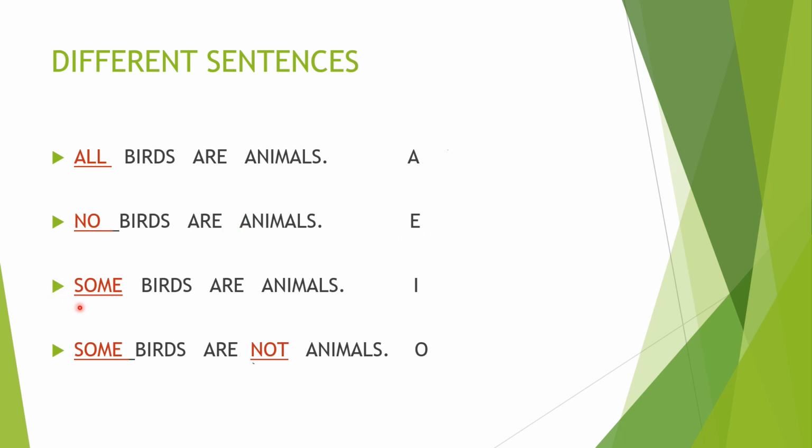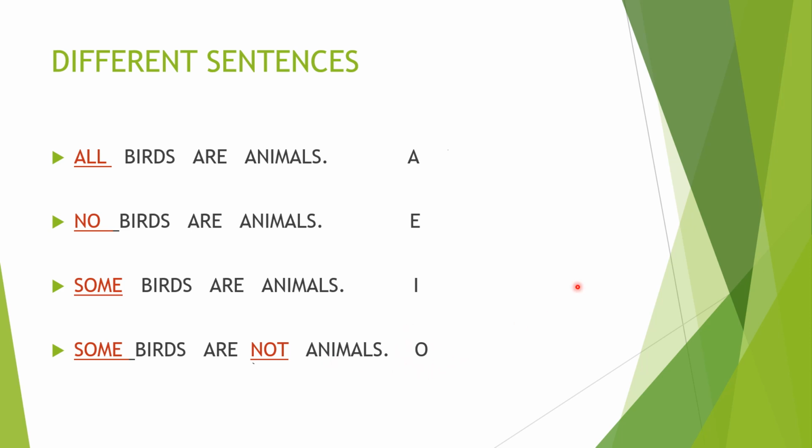Next is the sentence that starts with some. It is represented by the alphabet I. Okay, the I represents the some. And some birds are not animals. Some not is represented as O. So I think now you are clear about it.